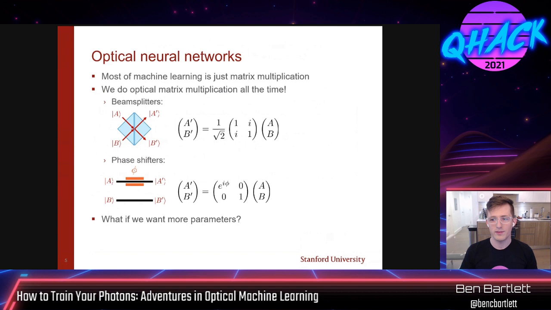If you have two modes of light, A and B, and you run them through a beam splitter, then you effectively multiply them by this beam splitter matrix. So your output modes get mixed by this matrix. And similarly, if you have two waveguides, and on one of the waveguides you put a phase shifter that shifts by phi, then you multiply by this diagonal e to the i phi matrix.